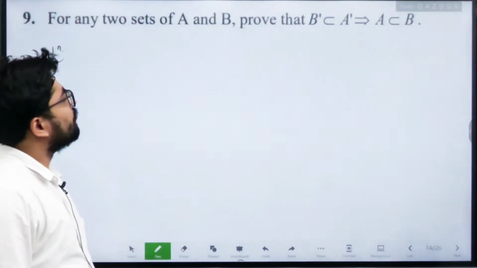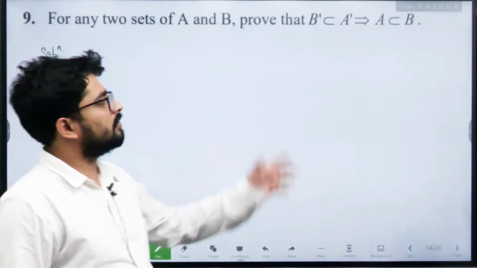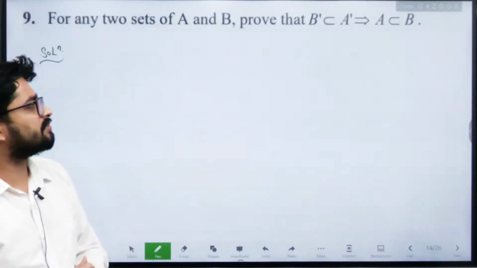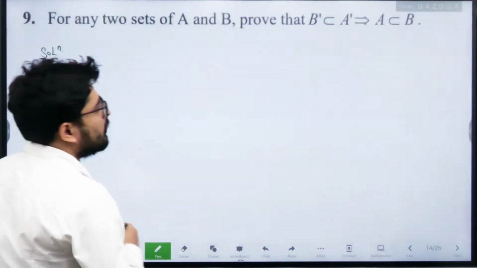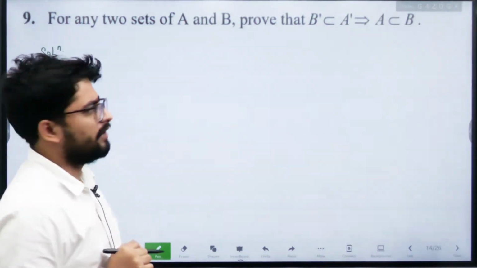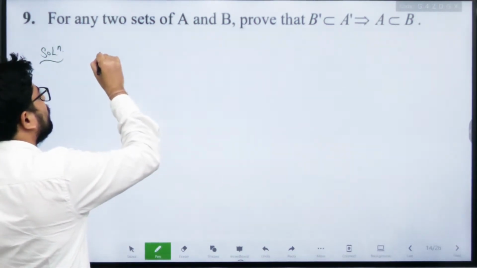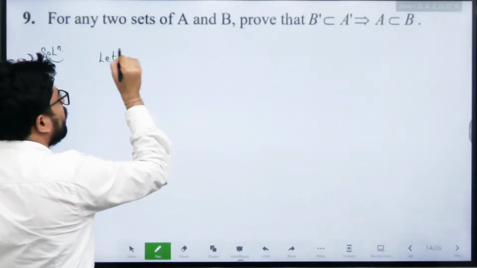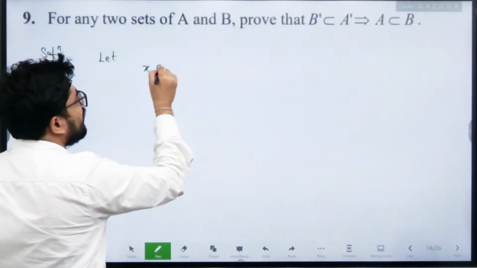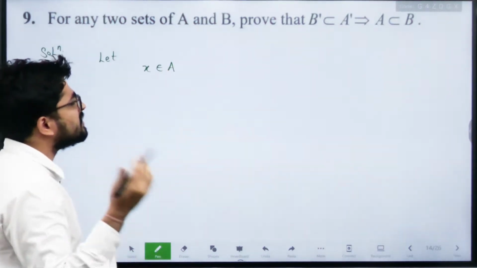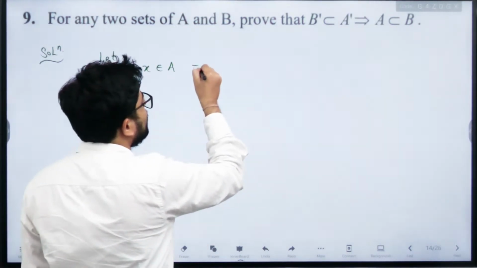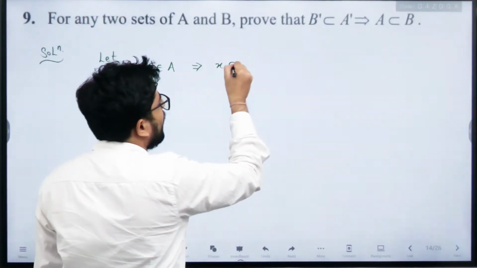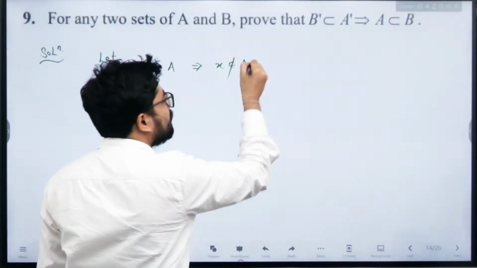For any two sets A and B, prove that if B complement is subset of A complement, then it implies A is subset of B. Okay, so you have to show A is a subset of B. Let X be an arbitrary element of A. If X is any element of A, then it means X is not a member of A complement.